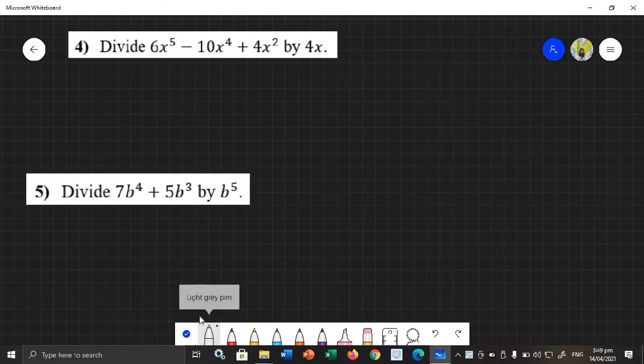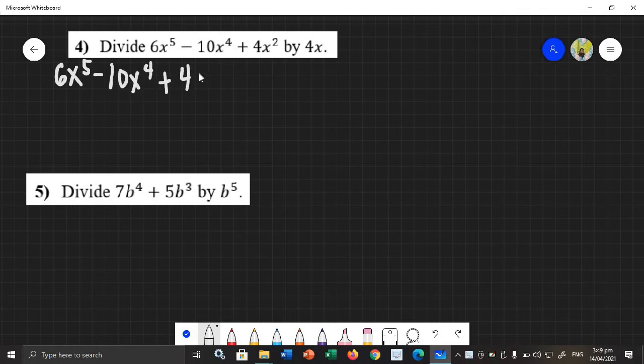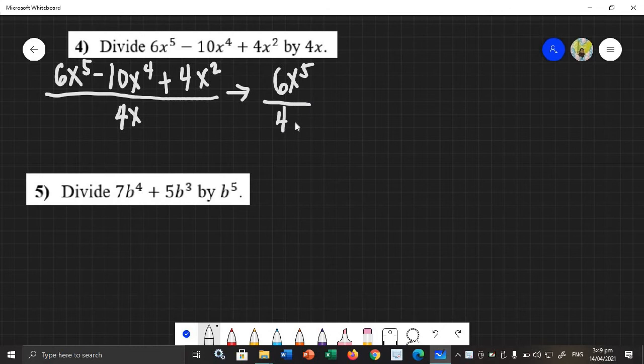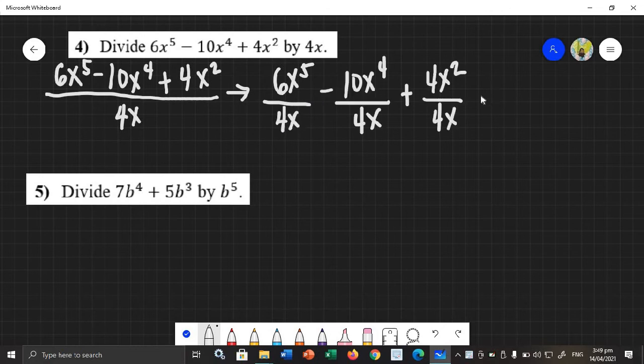Now we are on our last examples. So we have example number 4. Rewrite ulit natin siya. So we have 6x raised to the fifth minus 10x raised to the fourth plus 4x raised to the second all over 4x. And then, again, we need to rewrite this na mayroon silang separate denominators. Then, right after natin silang masulat na may separate denominators, we can solve each term separately.